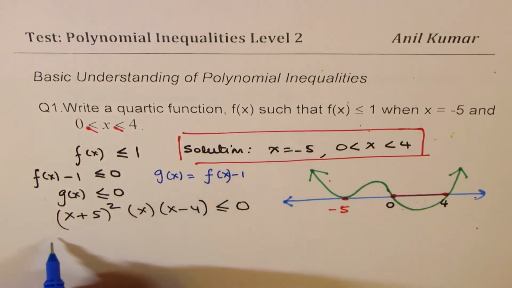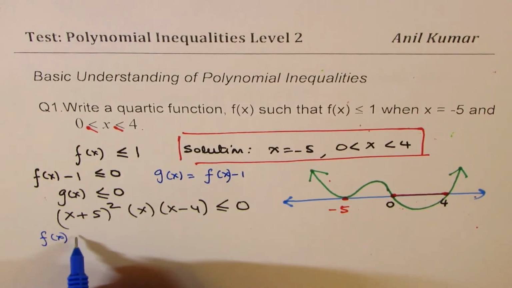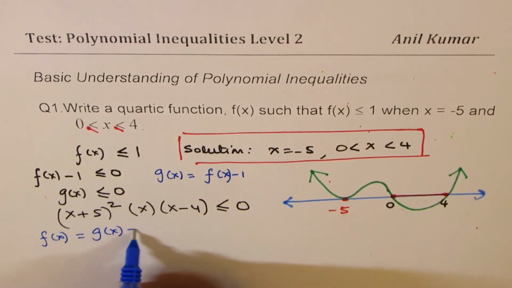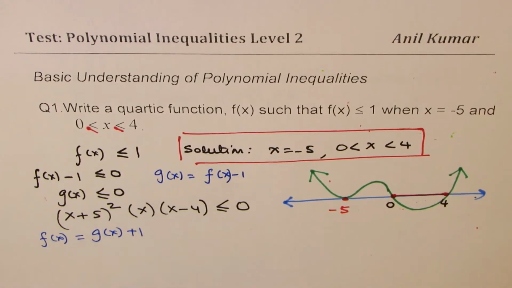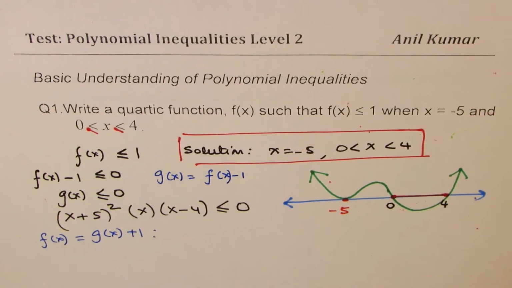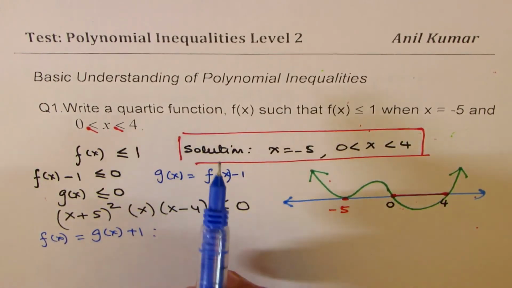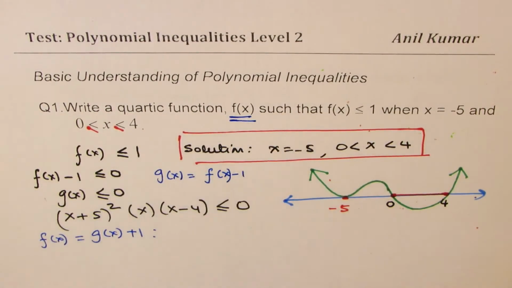f(x) is equal to g(x) plus 1. So let's add 1 to this and write down our functions. We need to write the quadratic function f(x). Do you get the idea?